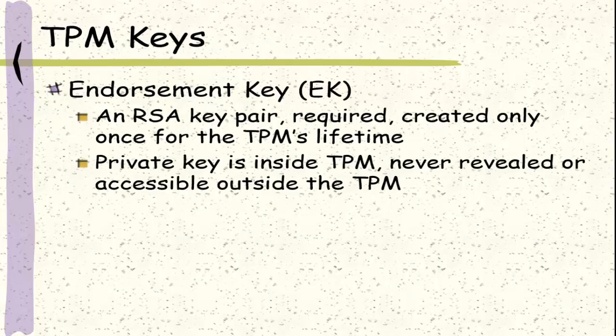TPM has many types of keys. Among them, the endorsement key is perhaps the most important one. This is an RSA public-private key pair. It is created only once during the lifetime of the TPM. Normally, it is generated by the TPM manufacturer after the TPM chip is fabricated and tested. The private key is stored inside the TPM and can be used internally for decryption. It will never be revealed or accessed outside the TPM.